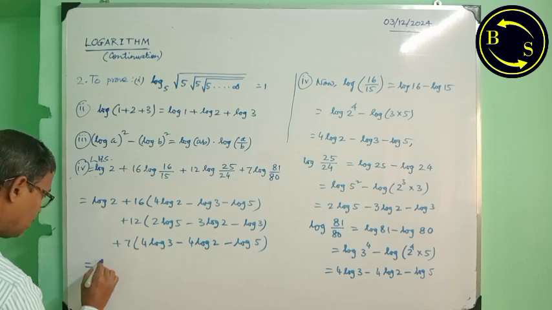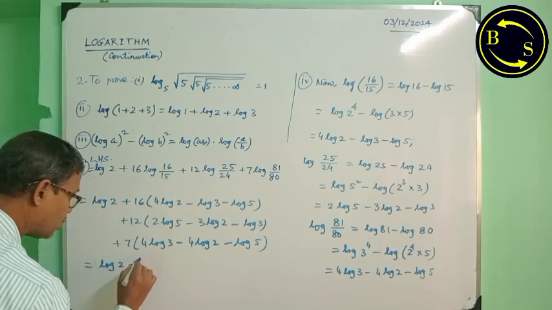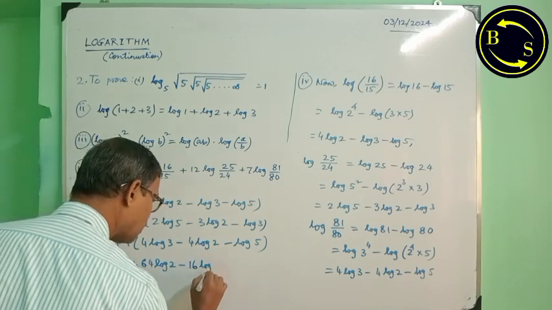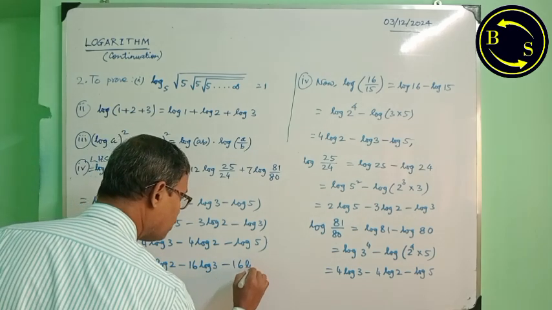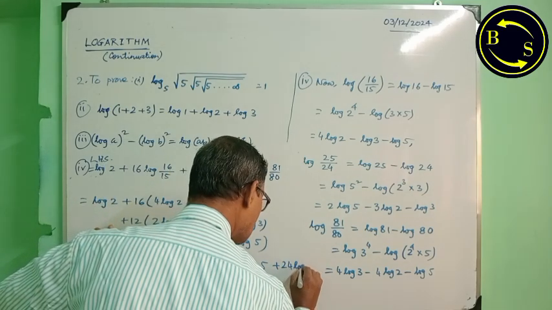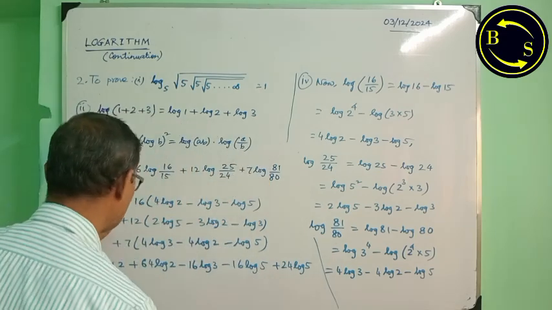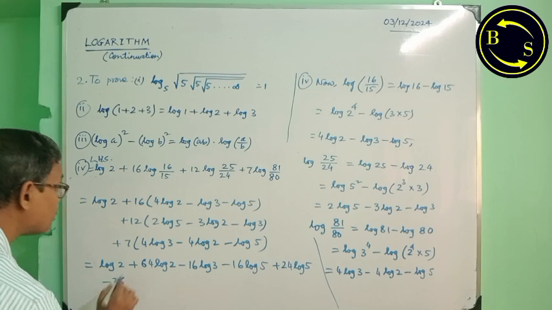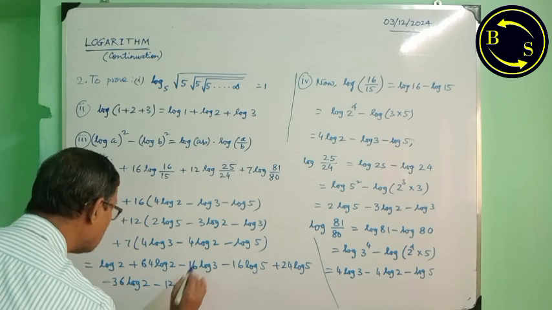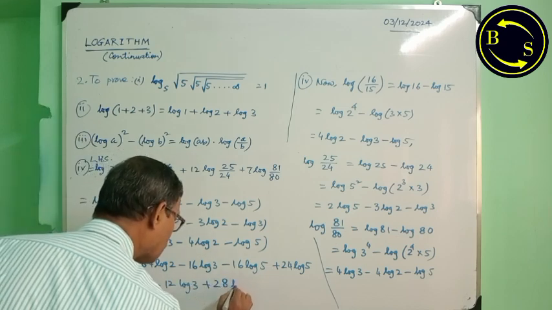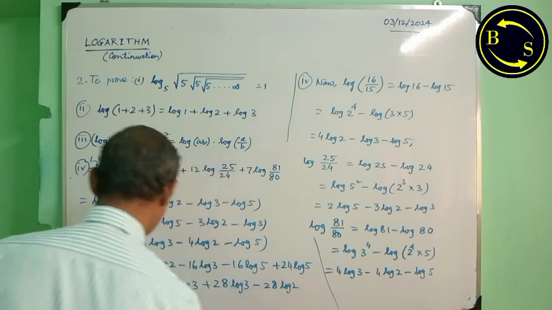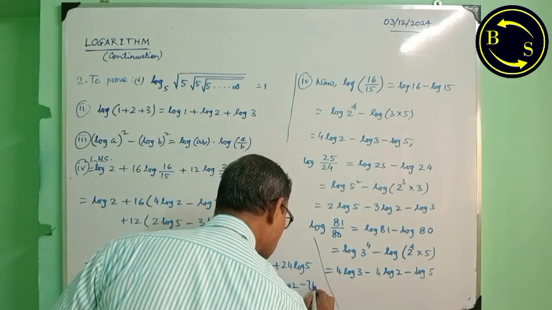Now let us simplify. Log 2 plus 64 log 2 minus 16 log 3 minus 16 log 5, plus 24 log 5 minus 36 log 2 minus 12 log 3, plus 28 log 3 minus 28 log 2 minus 7 log 5.